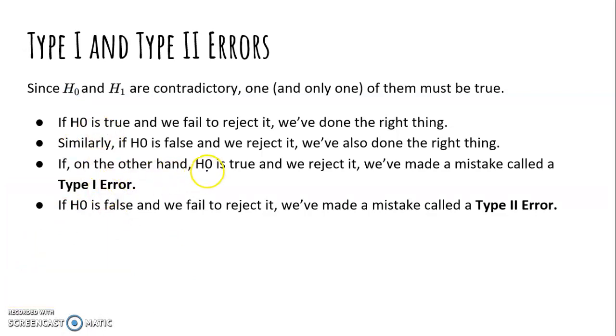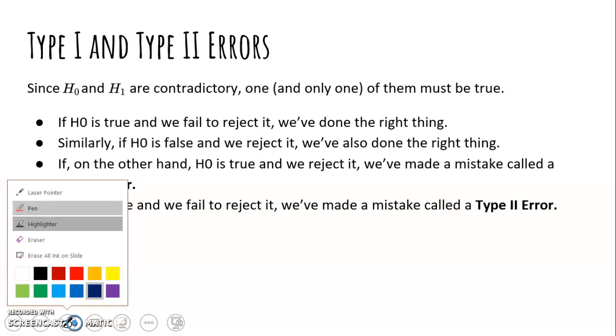But if, on the other hand, the null is true and we reject it, we did the wrong thing. We made a mistake, and that kind of mistake is called a type 1 error. If we reject it when we shouldn't, it's a type 1 error. If the null is false and we fail to reject it when we should have, that's a type 2 error. So you only make type 1 errors if you reject the null and you shouldn't have, and you only make type 2 errors if you fail to reject the null and you shouldn't have.